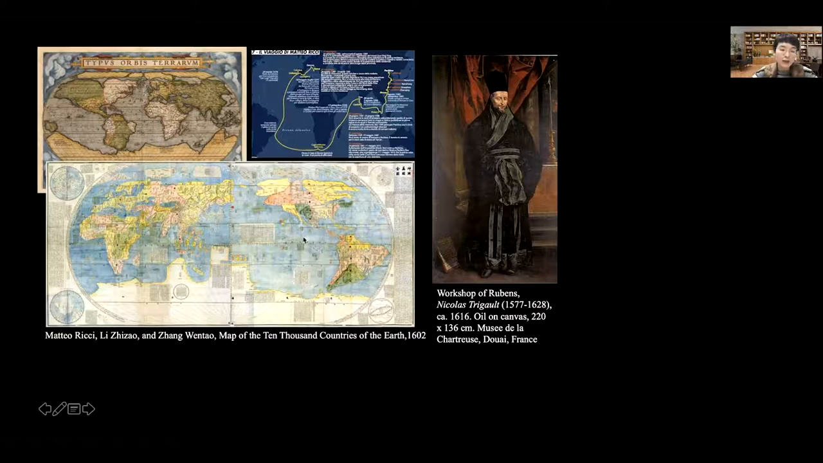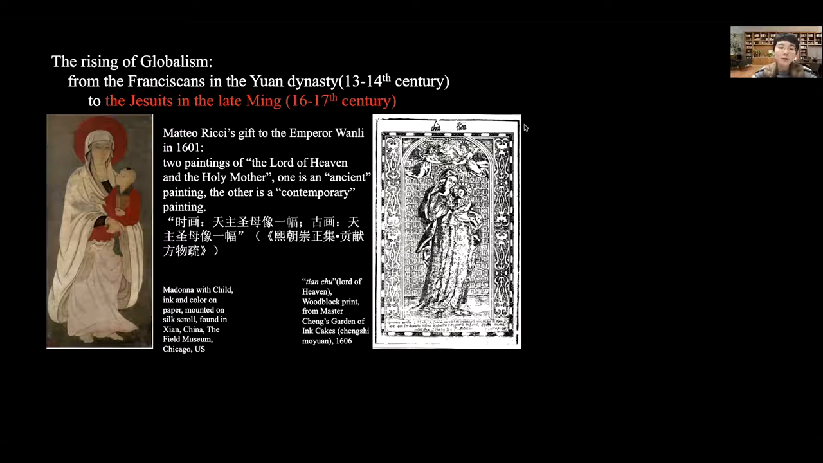The Jesuits also created their specific clothing, but the color and style of the robe and hat are neither European Catholic nor Confucian style. So both the Chinese world map and this Jesuit clothing were new creations based on mutual cultural exchanges, partly understanding and somewhat misreading. Let's go back to this supposedly contemporary style Madonna.